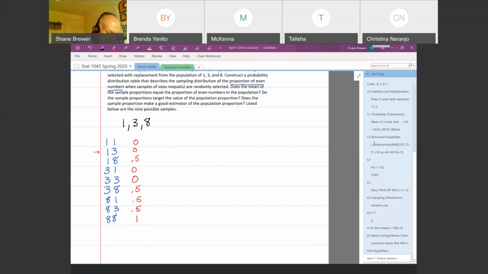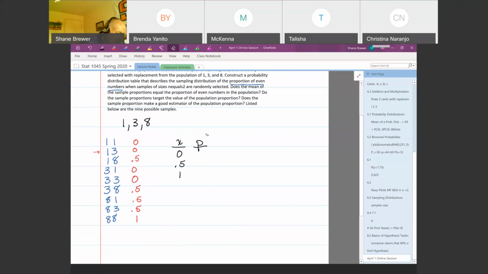Right, so we're working on this one real quick, and I see another one we'll look at in a second. Construct a probability distribution table that describes the sampling distribution of the proportion of even numbers. Now if I take that data and put it in a table, I list the possibilities. I either have 0, 0.5, or 1.